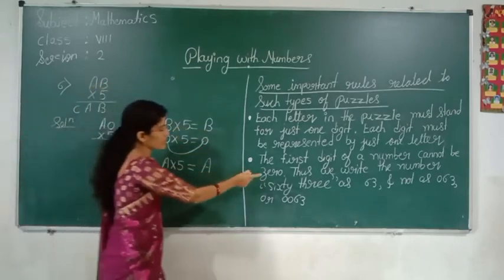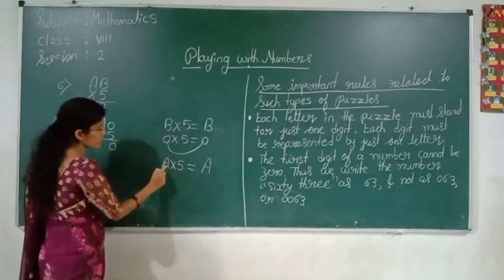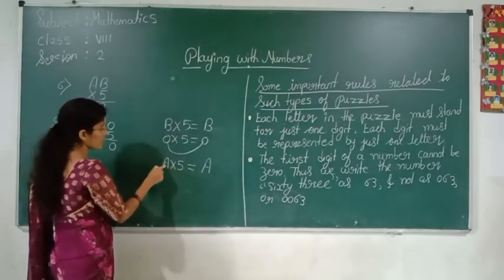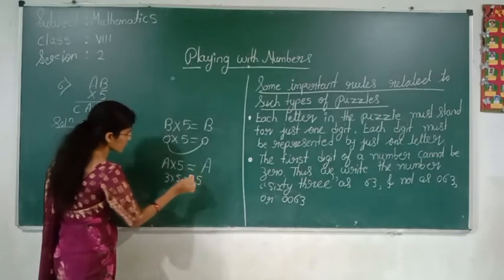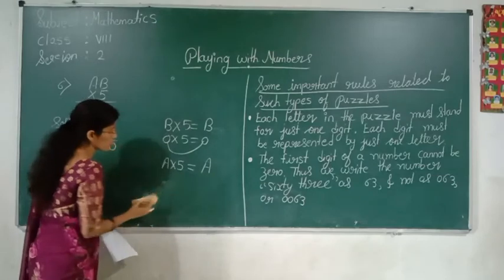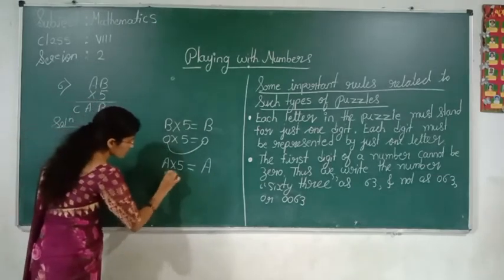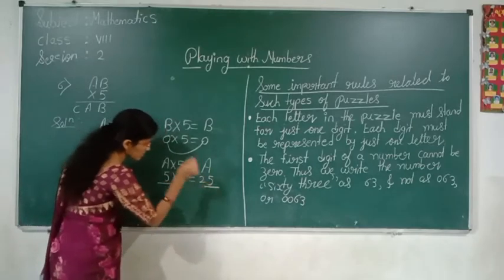That is the second rule. Okay, go for 1. 1 5 is 5. No, 2 5 is 10. 3 5 is 15. No, these are different. Go for 4. 4 5 is 20. No. 5 5 is 25. Now see here, this and this are same.